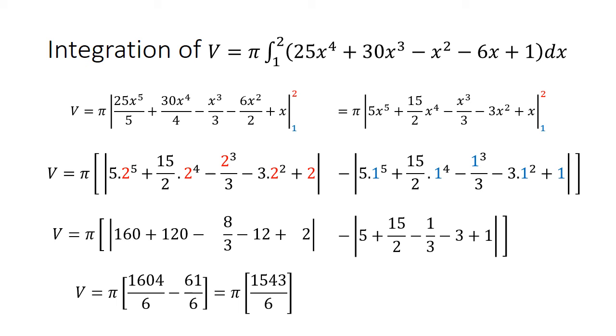And this gives me the volume is equal to pi times 1543 divided by 6. And this evaluates to 257.16 times pi. You can multiply it out by pi if you want to get the absolute value. That's it. Thank you for listening.